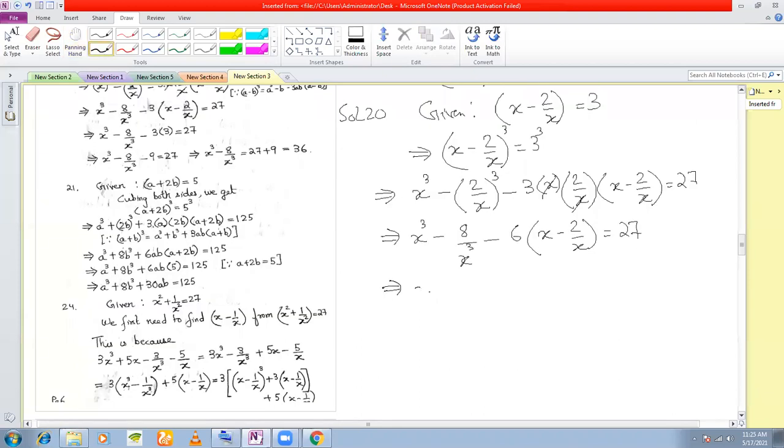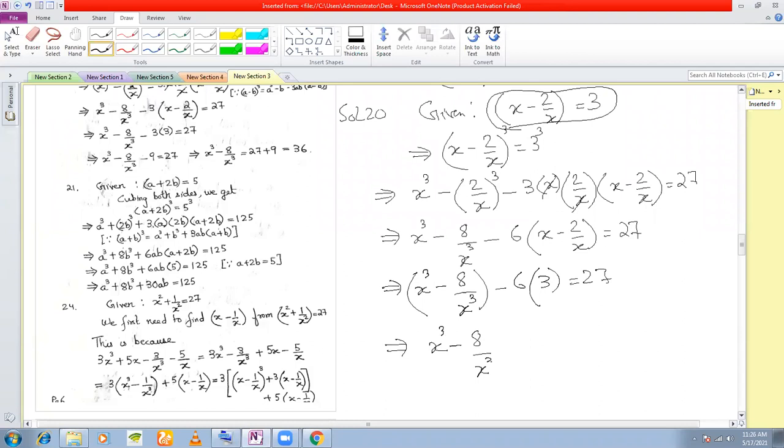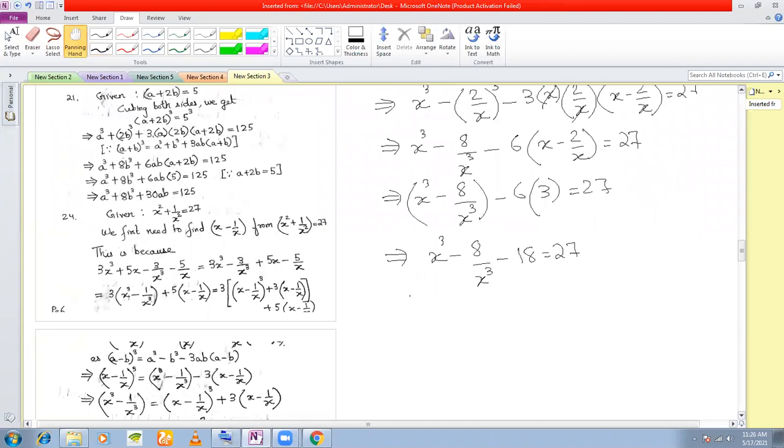So now you take x cube minus 8 by x cube within brackets minus 6 times. You know the value of x minus 2 by x to be 3. We put it here. So x cube minus 8 by x cube minus 18 is equal to 27. That means you get x cube minus 8 by x cube is equal to 27 plus 18, which you get as 45. And that's it. Any question till this part? I'll stop here.